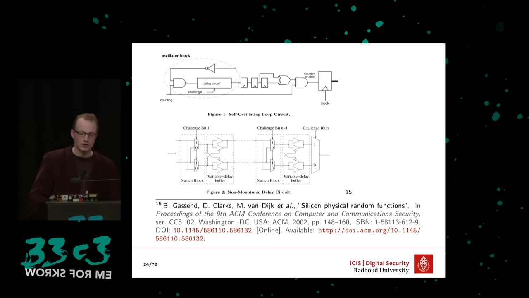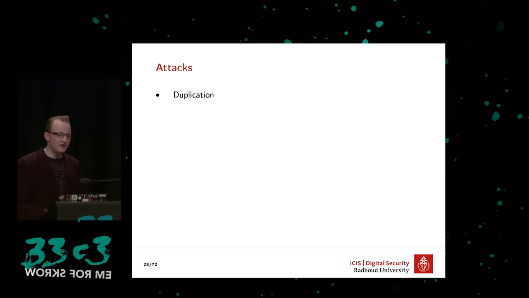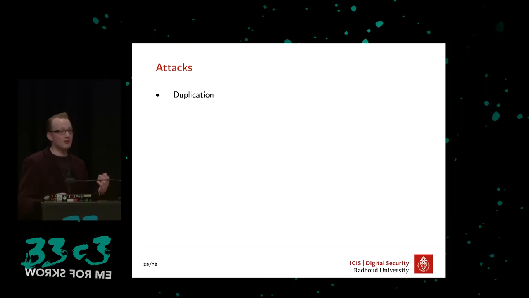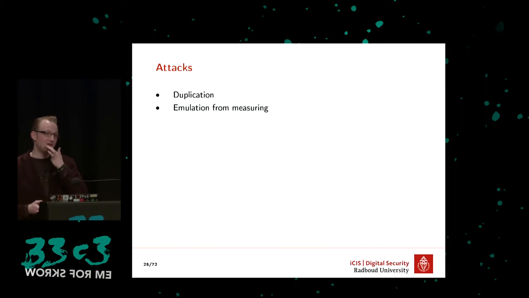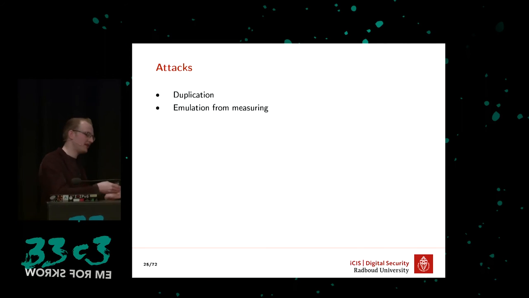Now, attacks on this were also quite well studied. You have the duplication attack, which is basically cloning, which should be impossible. Right, that's the general idea. Cloning should be impossible. There is emulation from measuring. So you build a model from this by measuring the exact distances between logical units inside a PUF or the length of the wires inside a PUF. Also deemed infeasible because how are you going to measure this without destroying the PUF. This is back in 2001.